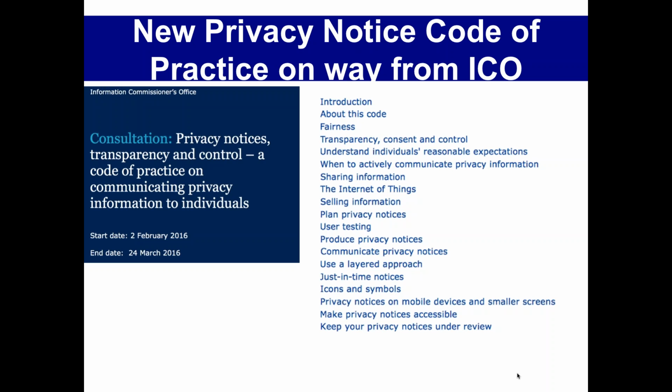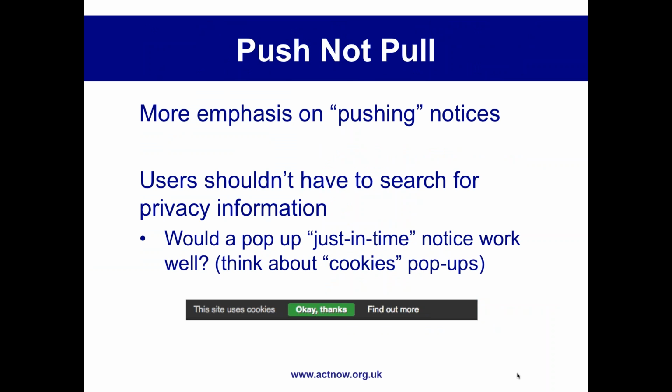But there are some other things that are mentioned in the code, and I'm just going to go through briefly some of the themes that are mentioned in the code and that you might want to explore a bit further after this webinar. So one of the things that is emphasised in GDPR and is definitely emphasised within the Information Commissioner's new code of practice is that there is more of an emphasis on pushing than pulling. At the moment, when we want to find out how an organisation is using our data, we have to go looking on their website very often. We have to go looking for the privacy notice, whereas the emphasis in GDPR and in the new code is on making sure that people can't miss those notices.